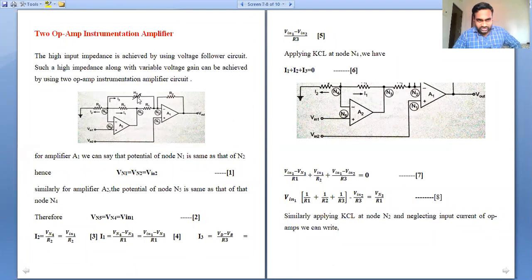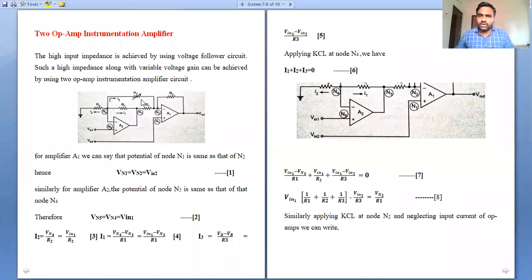Because of this variable resistance, which has a high impedance, we can create a variable voltage gain. That is the objective. A variable voltage gain can be created only in the 2 op amp instrumentation amplifier. This did not happen with the 3 op amp instrumentation amplifier. In the 3 op amp discussion, we haven't come to this point of variable voltage gain.